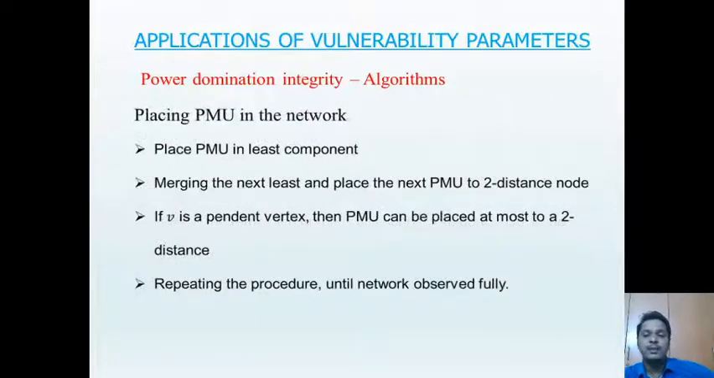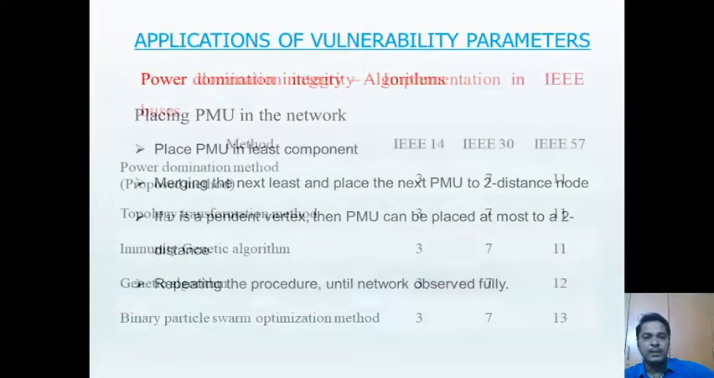The second part is power domination integrity, that is, we have to place the PMUs in the given network. Place the PMU in at least one component, that is the largest component, and place the second PMU at a distance of 2. Doing this repeatedly, we can observe all the vertices in the power network.